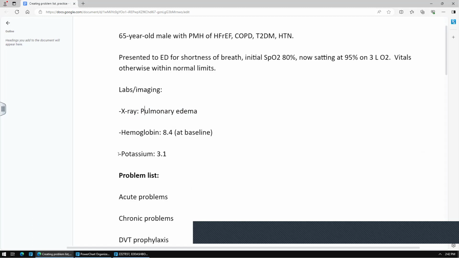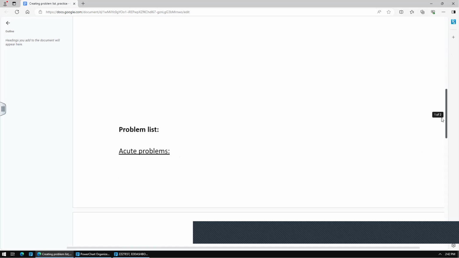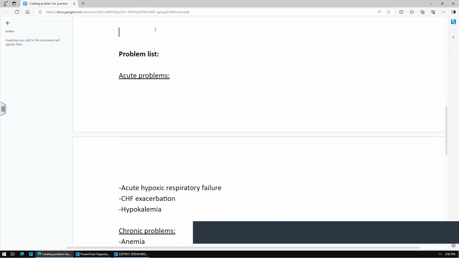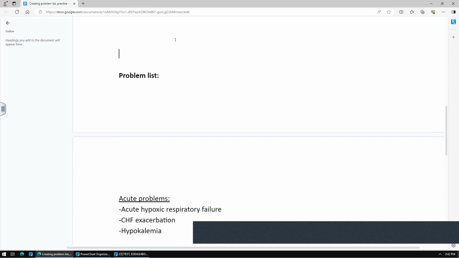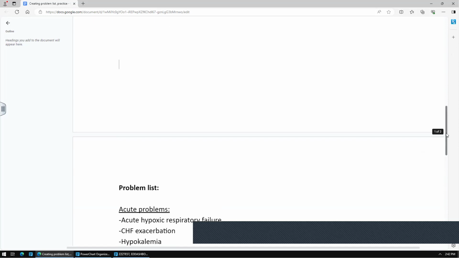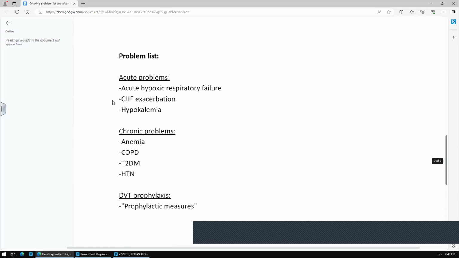And then lastly, his potassium is low, so we need to do some things for that. So that would be my other one. And then I wrote out, let's see, I'll do this so it's on one page. So here's the completed problem list here. So acute problems, chronic, and then prophylactic measures.